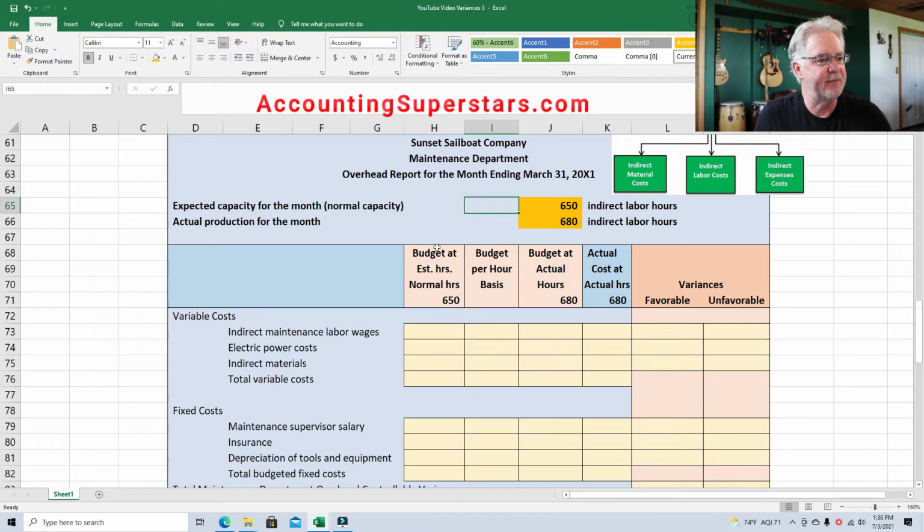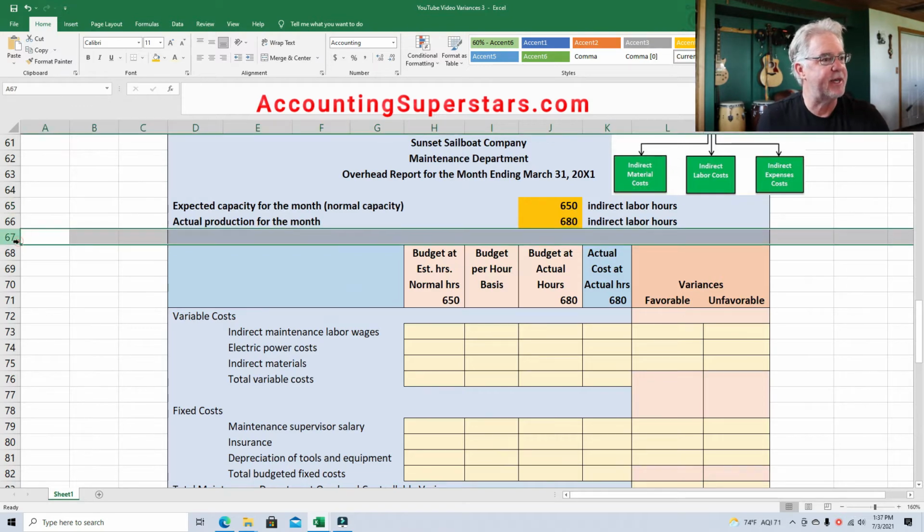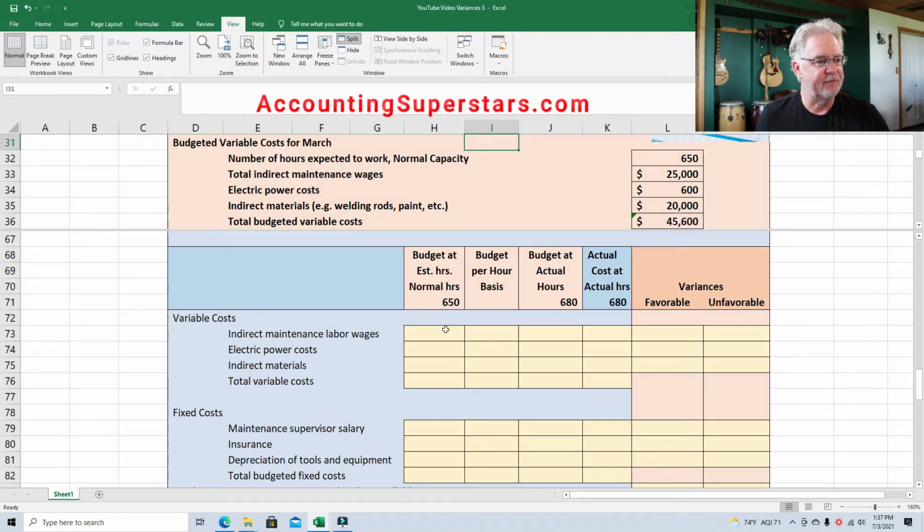Let's fill in the budget here, and we're going to fill in the budget numbers at the normal capacity, the normal hours. So I need to split the screen so we can see things. Variable costs, and we're going to fill them in. These are the budget numbers at normal capacity. And that would be these numbers right here.